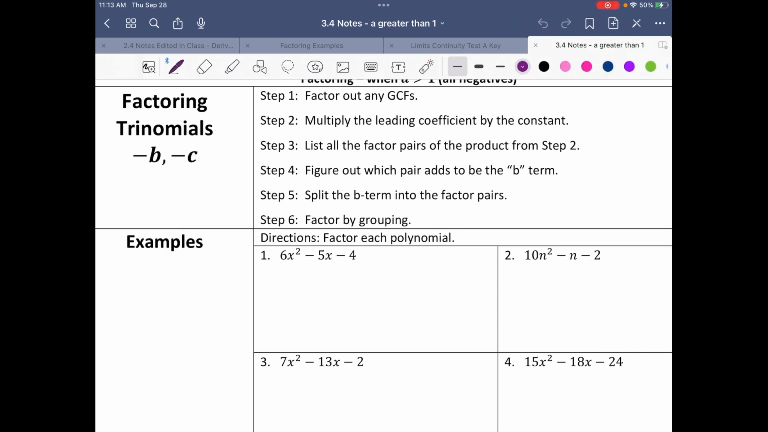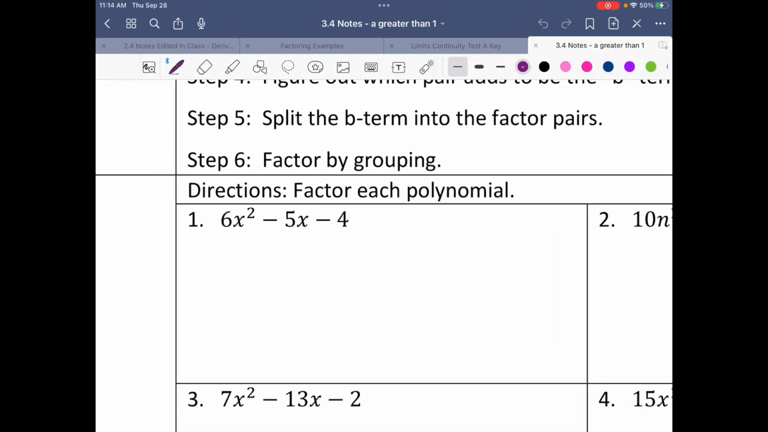Same process: factor out any GCFs, multiply the leading coefficient. We do the exact same thing we've been doing. So in example 1, no GCF. 6, 5, and 4 don't have anything. So I'm going to multiply the leading coefficient 6 by the constant negative 4.